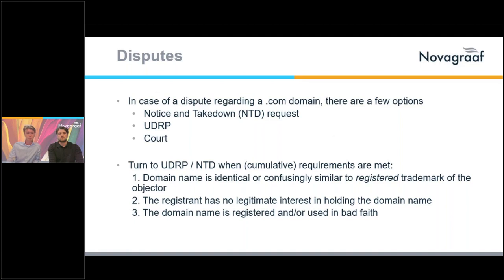For example, if you register your own last name as a domain name, then you have a legitimate interest because you are allowed to use your last name for exploiting a website. So if that happens to be a registered trademark, then the trademark owner cannot act against it. And the domain name must be registered or used in bad faith. You can think of, for example, when you are using the domain name to redirect users to your own website for your own gain, or if the domain name is being used for phishing or scamming purposes, then you can act against it as a trademark owner.